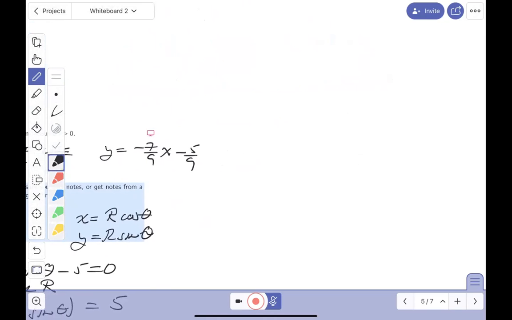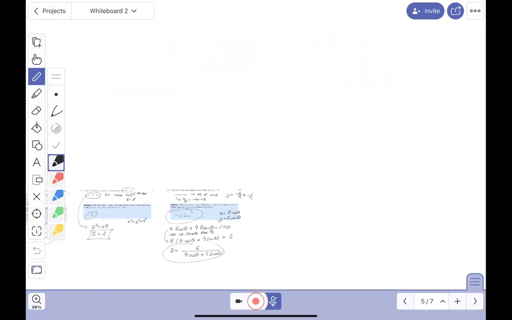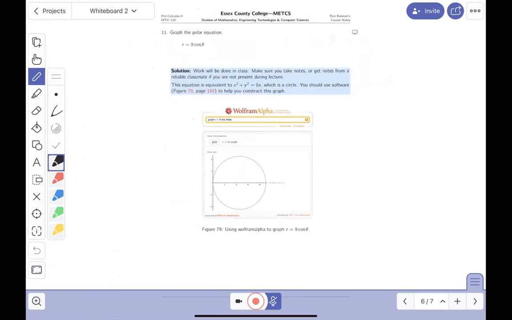Let's see, 8, 9. No, there's 10 somewhere. 10's up here maybe. Oh, no, we just did 10. What am I saying? We're going to 11. 11, let's take a look. 11 is the graph, the polar.